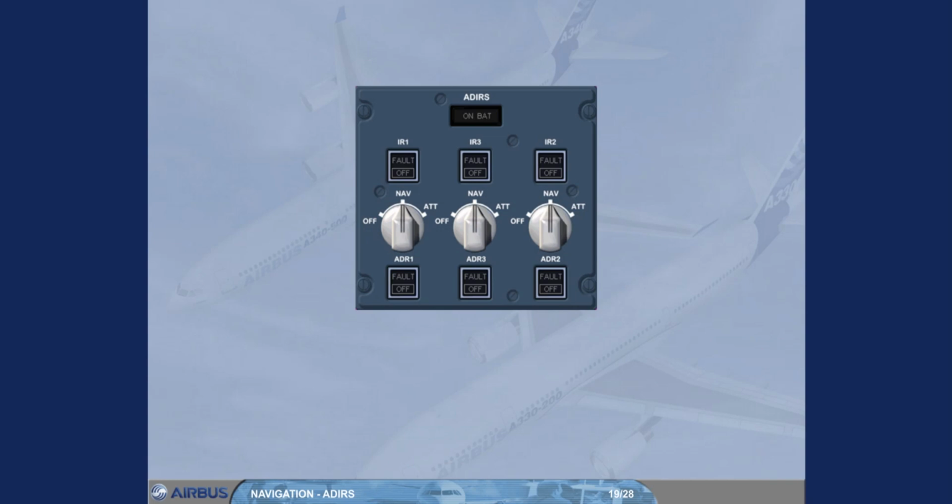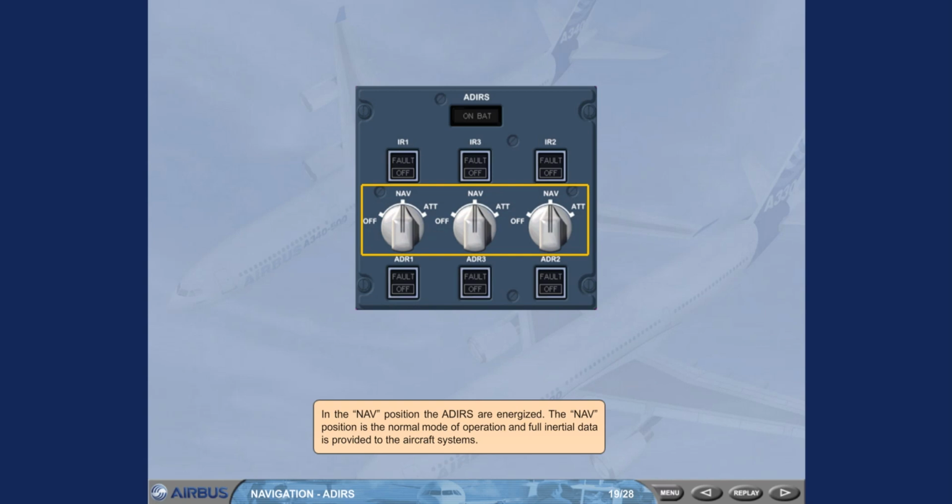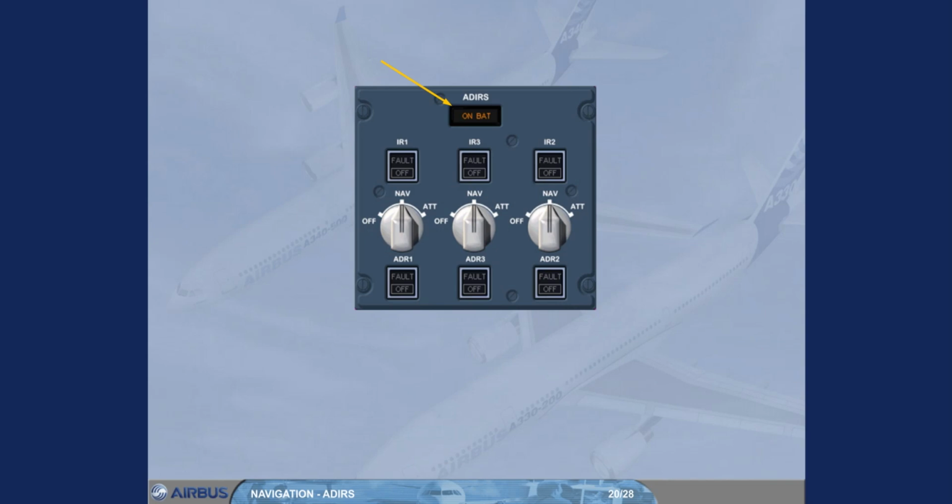In the NAV position, the ADIRS are energized. The NAV position is the normal mode of operation and full inertial data is provided to the aircraft systems. The ON BAT light comes on to inform the crew that the ADIRS system is being powered by aircraft batteries only. The light also comes on for a few seconds at the beginning of a full alignment as a test of the battery circuit.